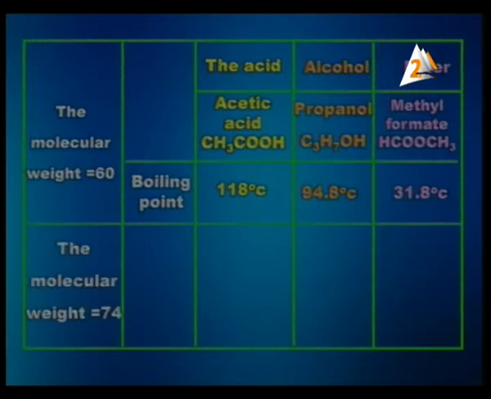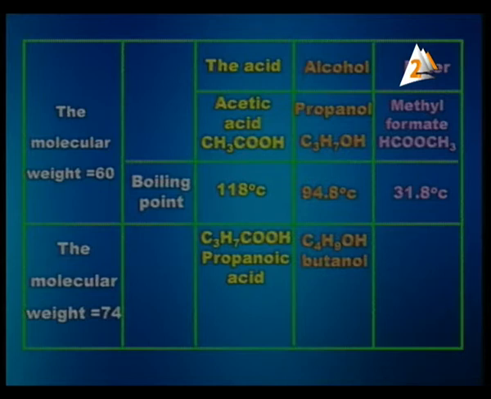Also, at the same time, you have the molecular weight equal to 74. Molecular weight 74? Yes, look at this. C3H7COOH. Do you know what this means? Propanoic acid. The alcohol is butanol, C4H9OH. What about the ester? The ester directly will be methyl acetate, CH3COOCH3. It's a good table to differentiate between acid, alcohol, and ester.